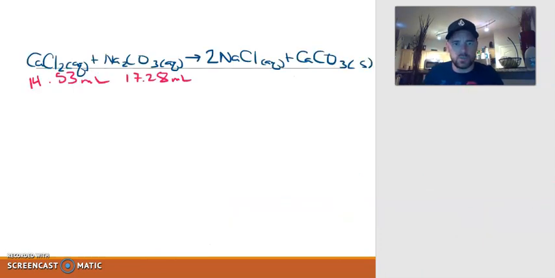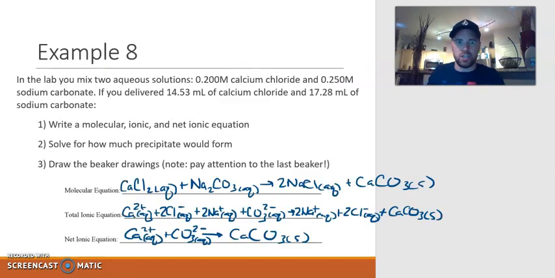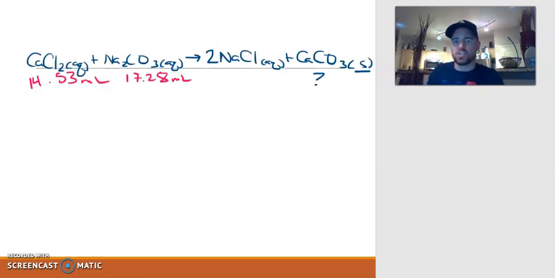All right, so I have the quantities written. It tells us that we had 14.53 milliliters of the calcium chloride, 17.28 milliliters of the sodium carbonate, and the question was asking how much of the precipitate is going to be formed. Notice it doesn't tell you what compound specifically, it just says the precipitate. It's up to you to know that the calcium carbonate is the solid, and therefore that's what we're solving for. Now it didn't actually say a unit, it just said how much. Since it's a solid, it's assumed to be grams, right? So it should probably say how many grams of the precipitate, but it's common to say how much and to know that it's grams when it's a solid.